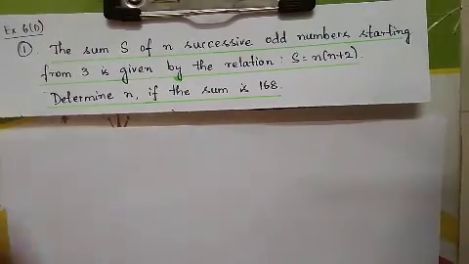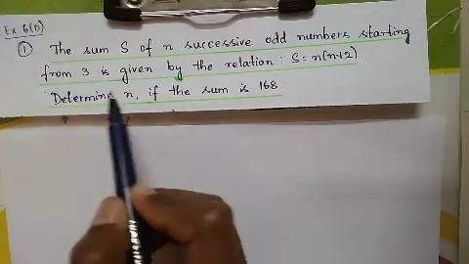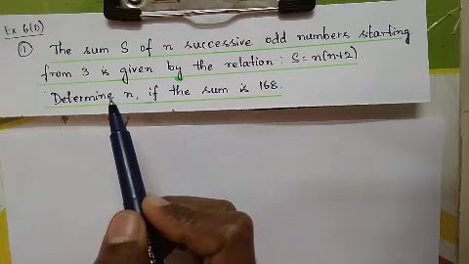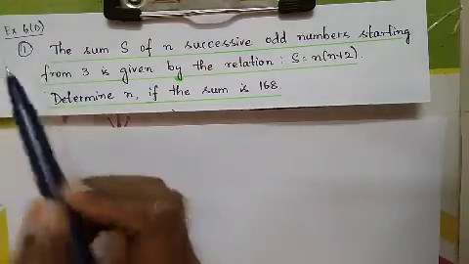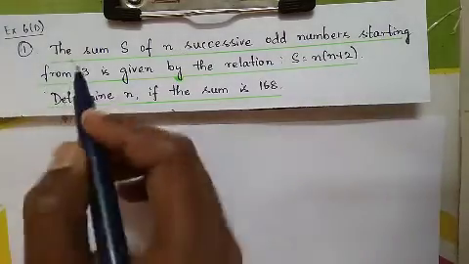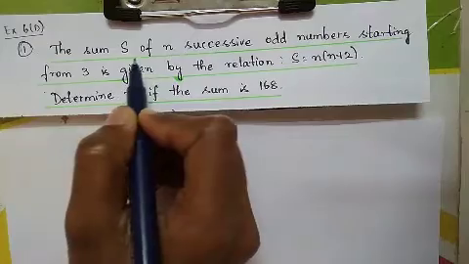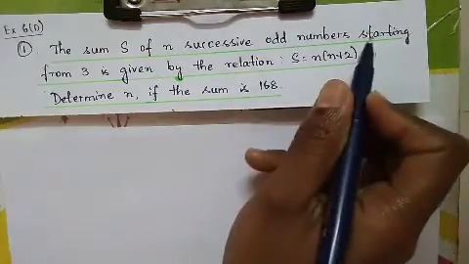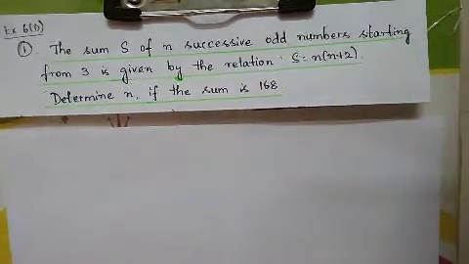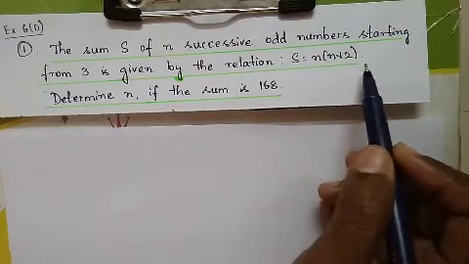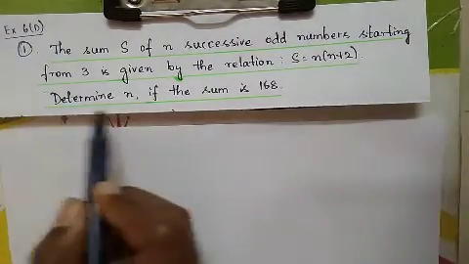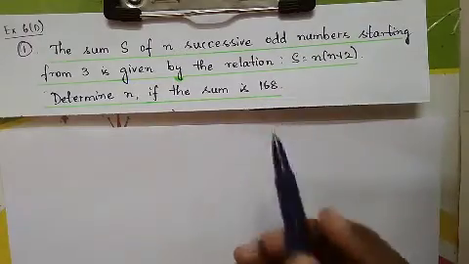Hi viewers, I am bringing the solution of this problem which I had chosen from the ICSE 10th Standard Mathematics 6th chapter exercise 6D. The problem is: the sum S of n successive odd numbers starting from 3 is given by the relation S is equal to n into n plus 2. Determine n if the sum is 168.